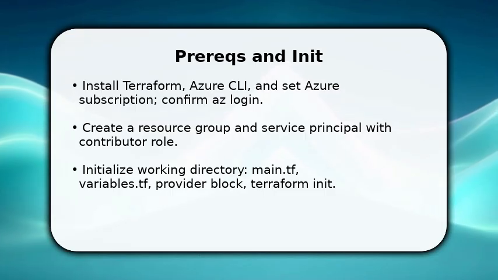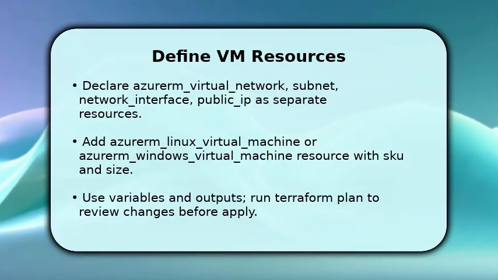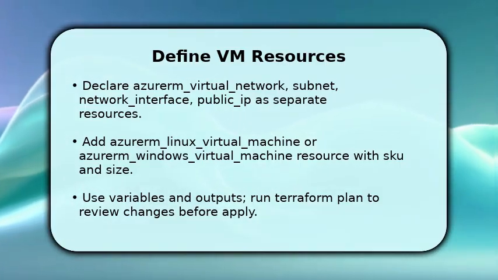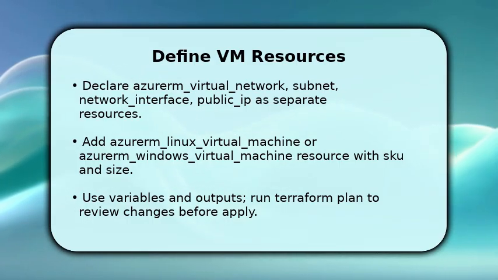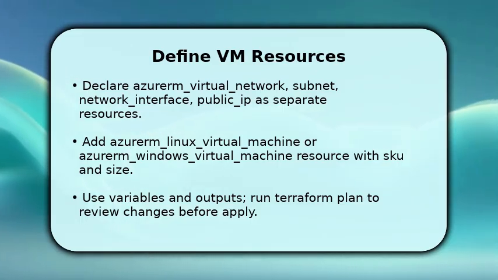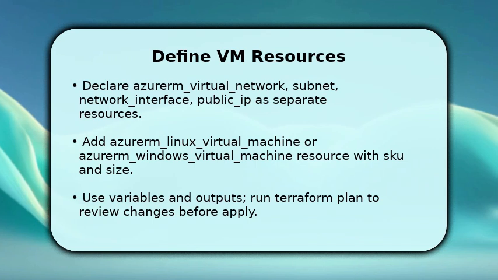You now define the network and compute. Create an Azure virtual network and subnet for isolation, then add a public IP and network interface so the VM can communicate. Next, declare an Azure Linux Virtual Machine or Azure Windows Virtual Machine with image, VM size, admin credentials, and attach the NIC. This is where you balance cost versus performance. Make sure to parameterize values with variables and include outputs for IP and VM ID.